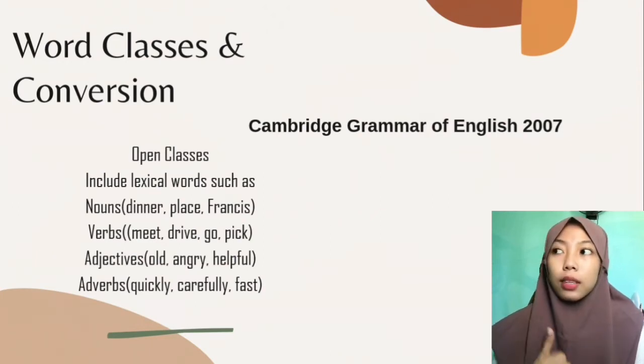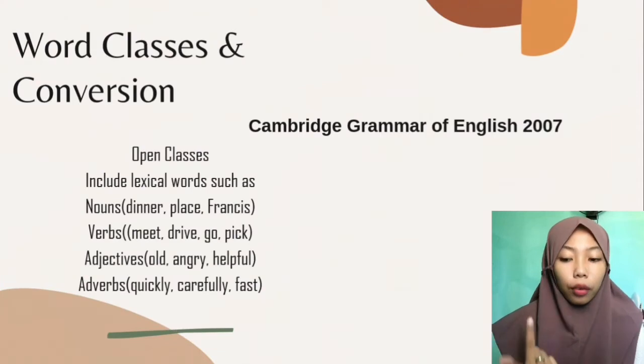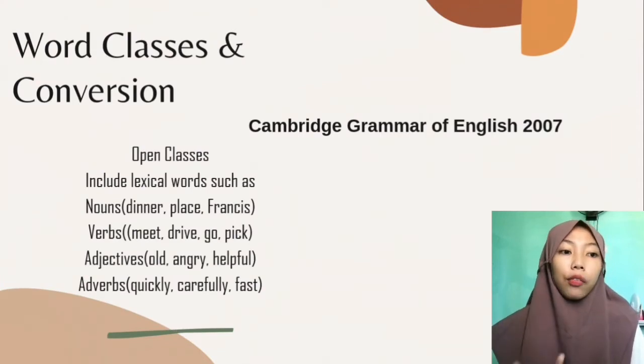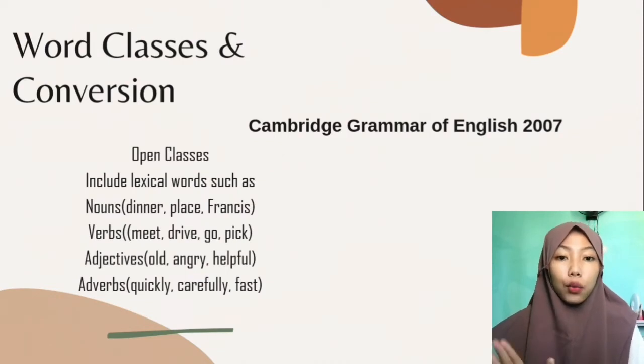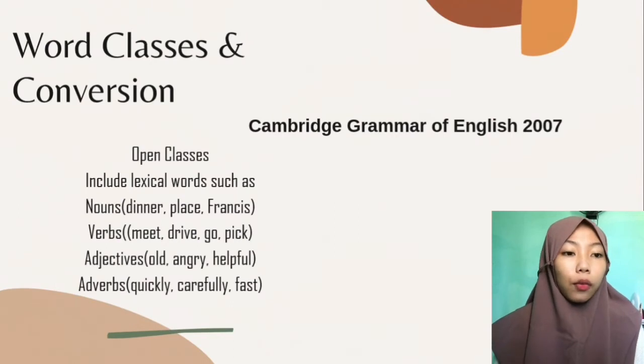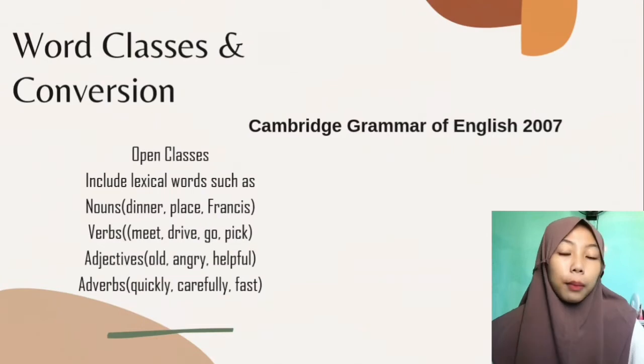The first is noun, and then verbs, and then adjectives, and then adverbs. They have many thousands of members, and new nouns, verbs, adjectives, and adverbs are often created. Nouns are the most common type of word, followed by verbs. Adjectives are less common, and adverbs are even less common.